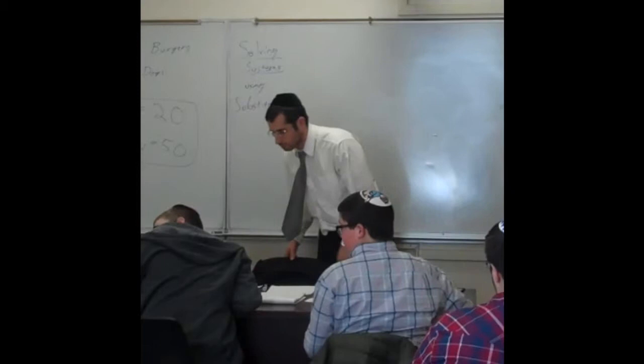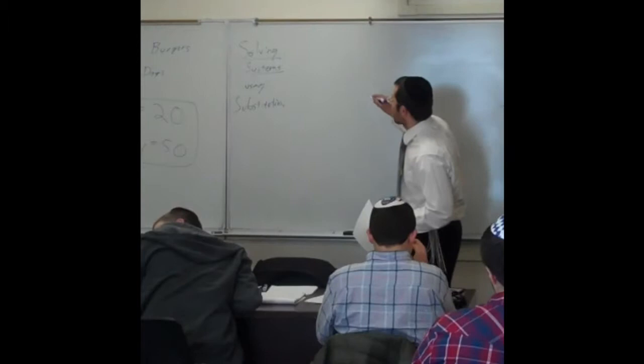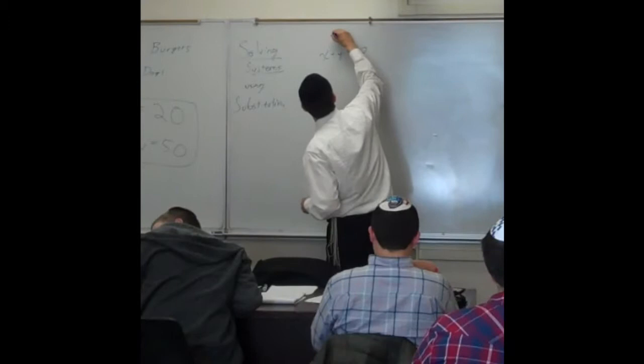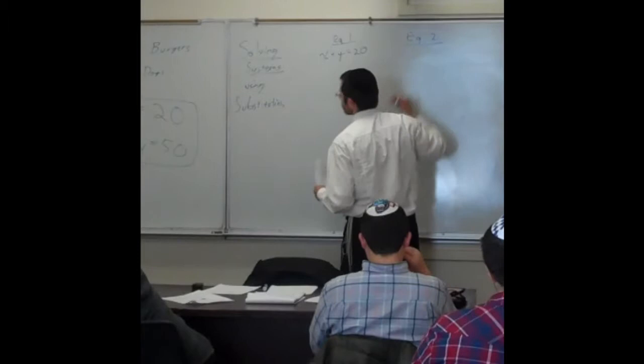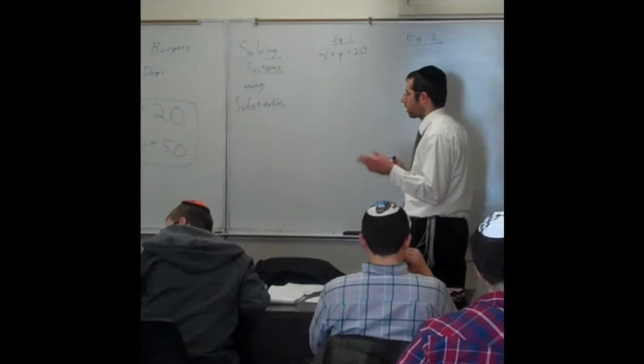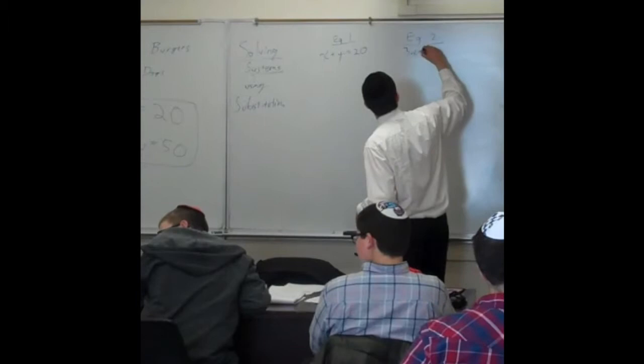Take a look. So what we have here, we have equation one: x plus y is equal to 20. Equation two was 3x plus 2y is equal to 50.